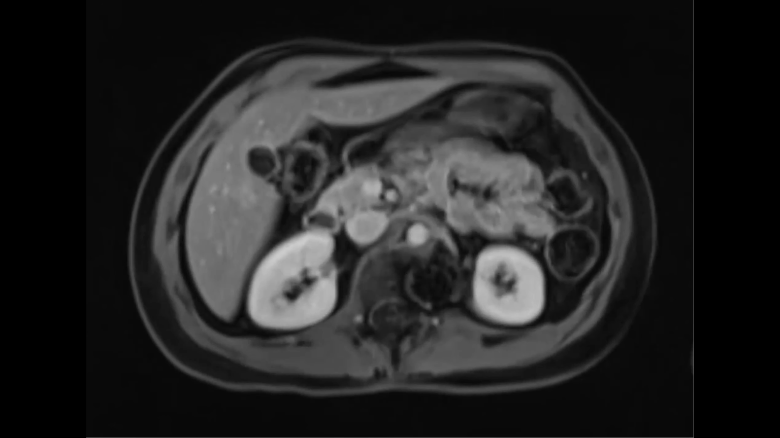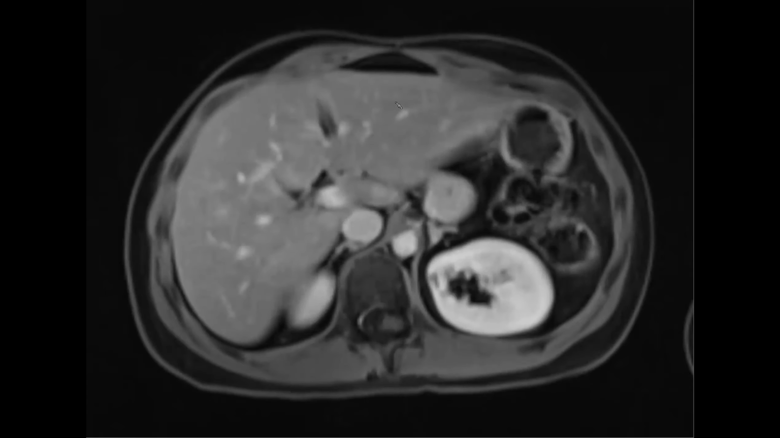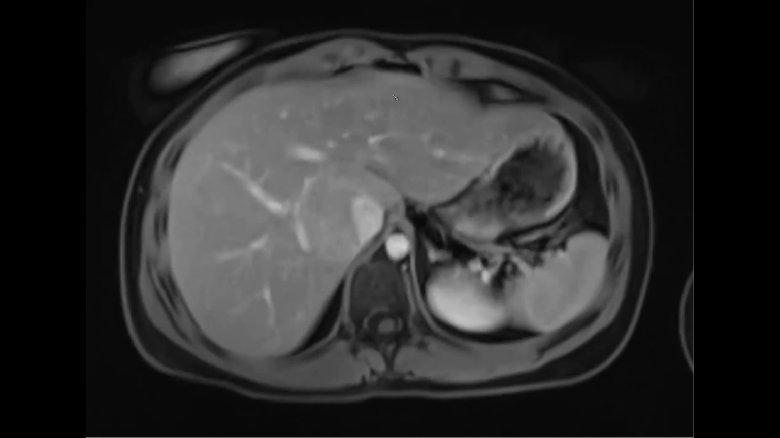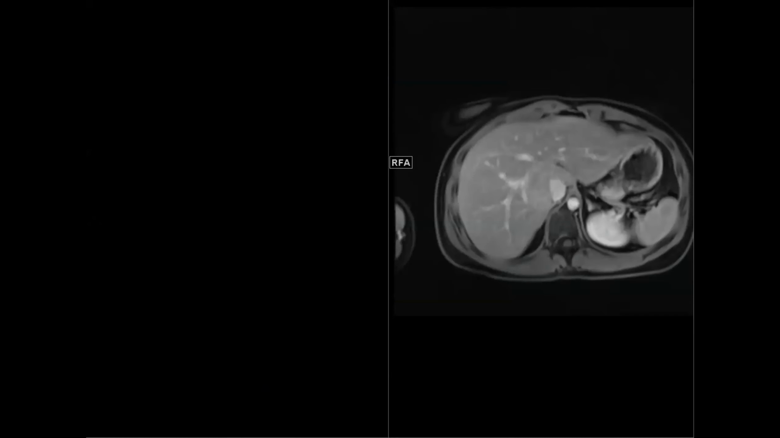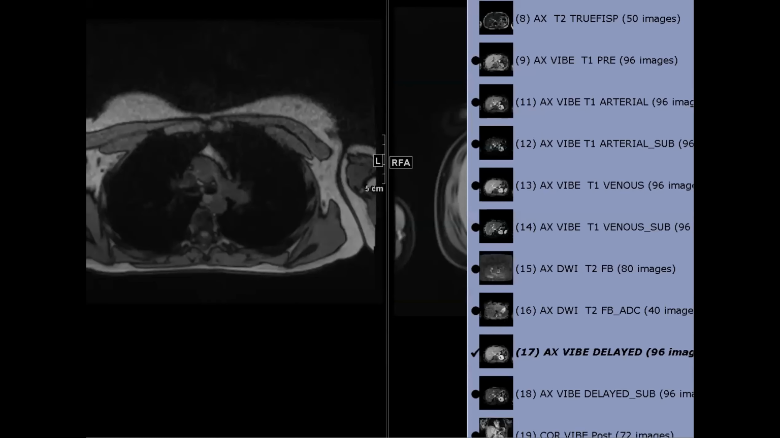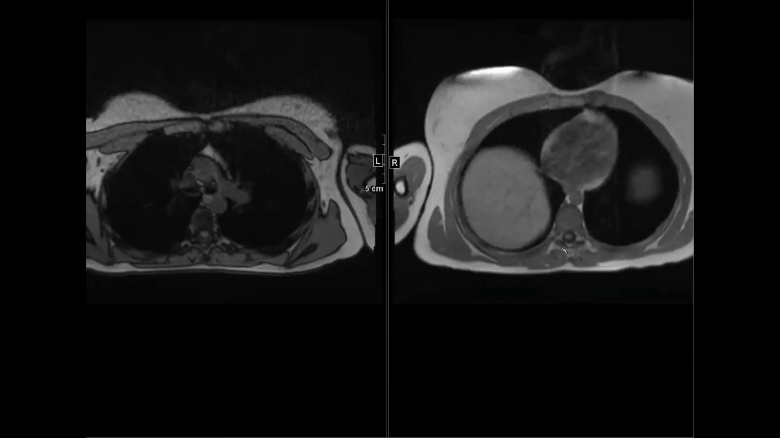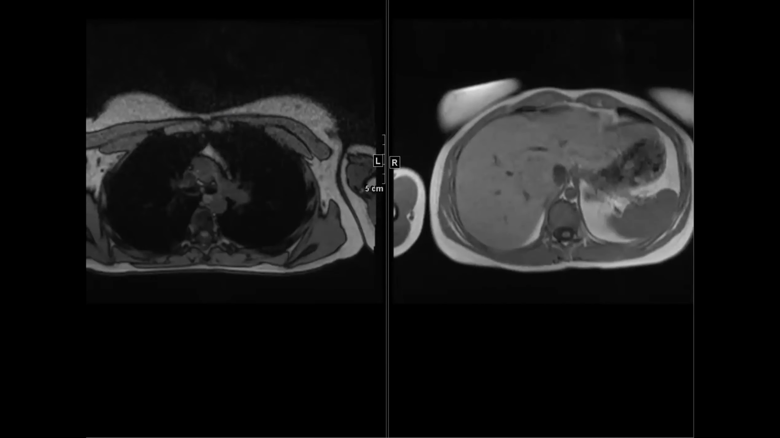So I think somebody was texting in. Let's see. No, I don't see anything in the chat. So what are you guys thinking? I would put FNH. Do we have a hepatobiliary phase? We do not have a hepatobiliary phase, but we do have one additional piece of information, which is the in and out of phase.